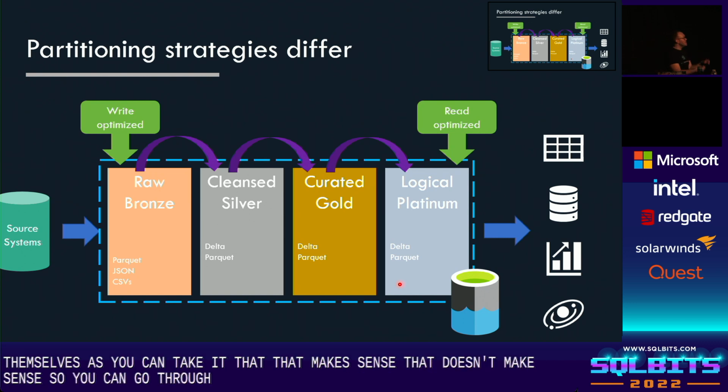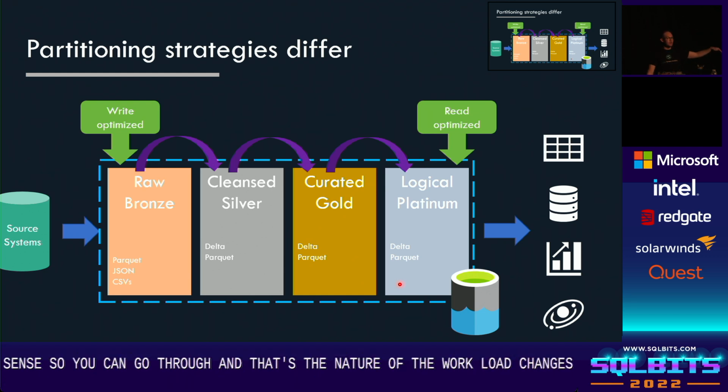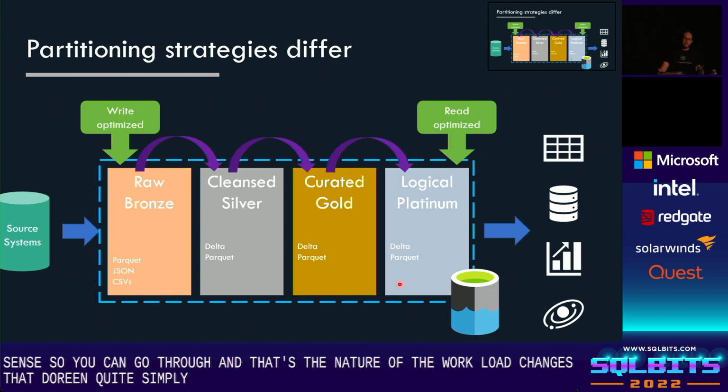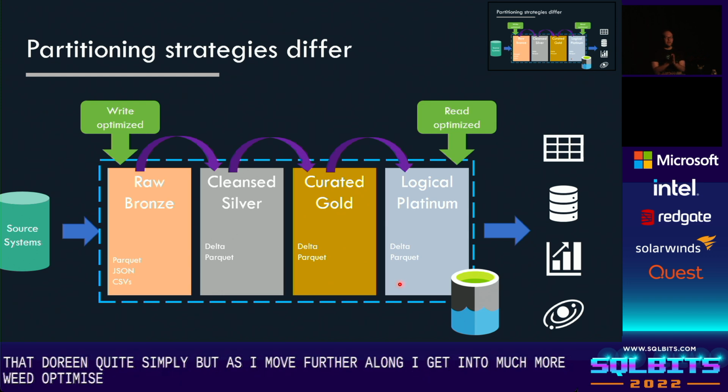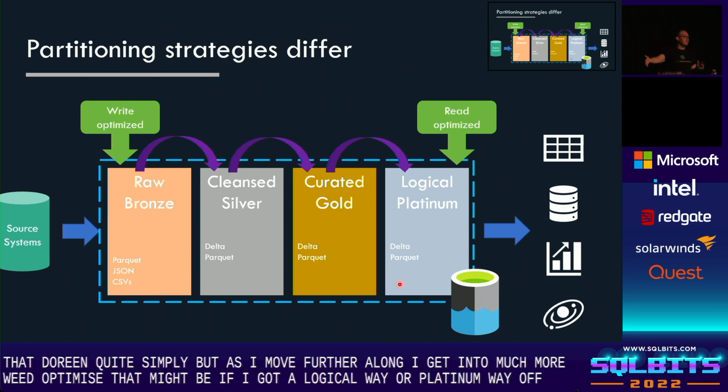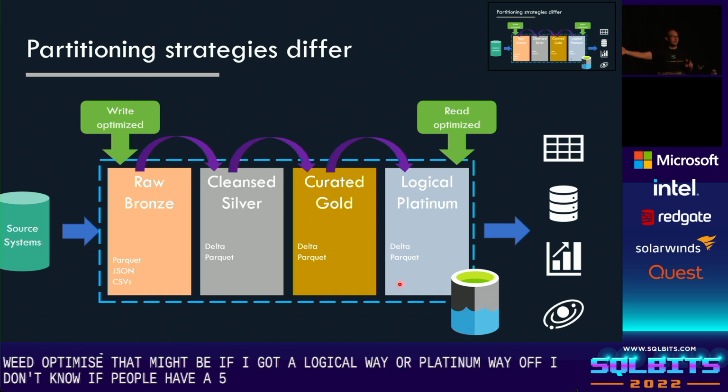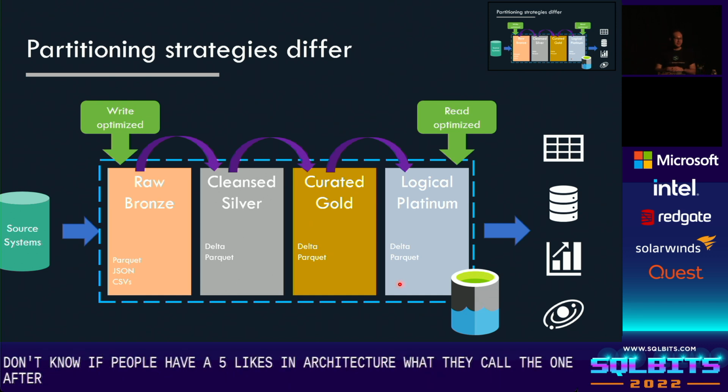And that's because the nature of the workload changes. At the bronze zone, I often want to be able to easily write that data in quite simply. But then as I move further along, I get into much more read optimized. So that might be if I've got a logical layer or a platinum layer. I don't know if people have a five-layer architecture, what they call the one after platinum, but I'll be interested to find out if anybody's got a good idea on that one.